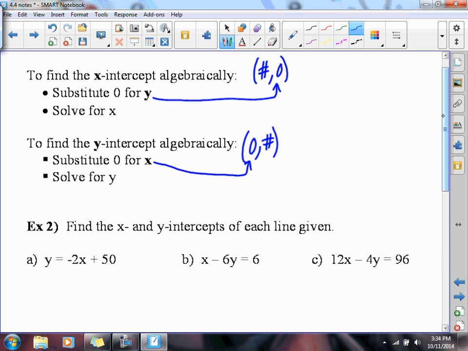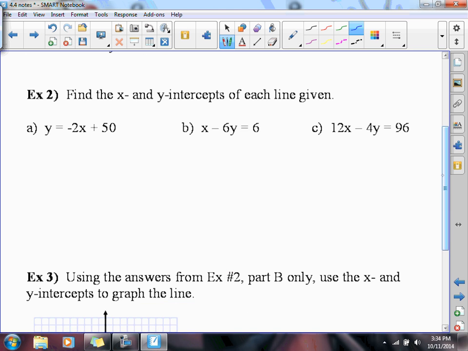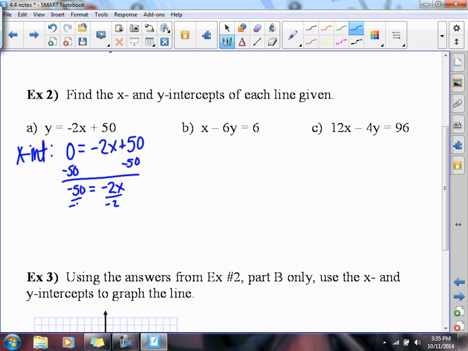So let's do that here in example 2. We're going to find the x-intercept and the y-intercept. So to find my x-intercept, I'm going to plug 0 in for y. So I have y equals negative 2x plus 50. So I'm going to put a 0 in for the y and leave everything else the same. And now doing that gets rid of my extra variable. Now I just have one variable that I can solve for. So I'm going to subtract the 50. So I will have negative 50 equals negative 2x. And then if I divide both sides by negative 2, I'll have x equals 25.